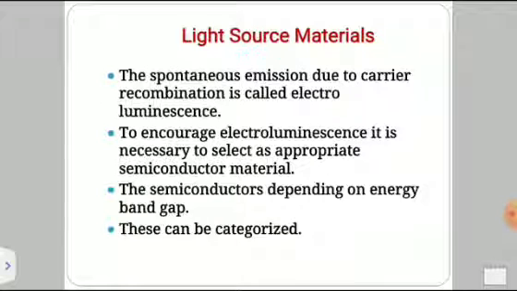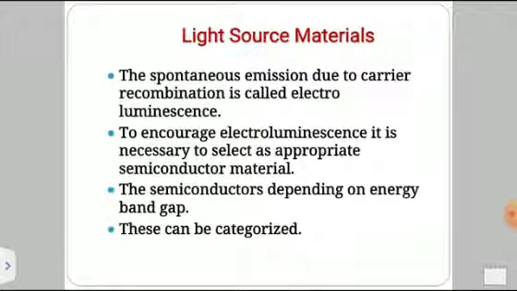So this is a very sophisticated technology. Electroluminescence means there is a conversion of energy from electrical to light. The difference between ordinary light and this optical LED is that it is very minute, very tiny. The energy conversion is the same as the conventional one, and the power handling capacity of this LED is very less. It requires less power, and here to encourage electroluminescence, it is necessary to select an appropriate semiconductor material.